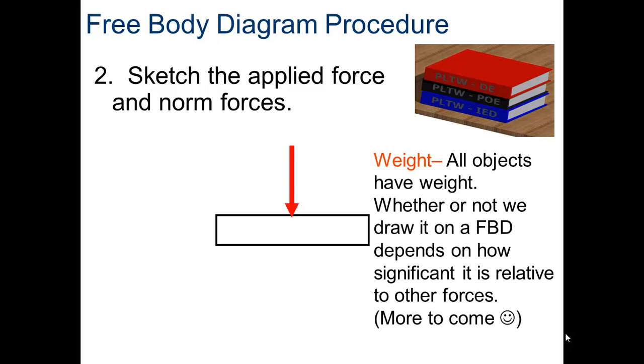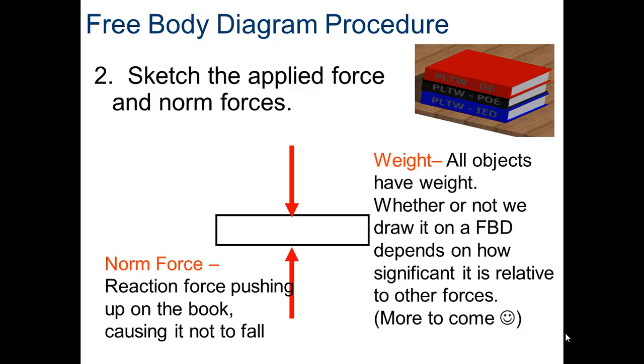All objects have weight, and whether or not we draw it on the free body diagram depends on how significant it is relative to other forces. When we deal with bridges, the weight of individual beams aren't significant, but for now, let's go ahead and include it in our free body diagram. The weight force vector is pointing down to the ground because we know that that's the direction that weight acts. The earth pulls all objects down towards them.